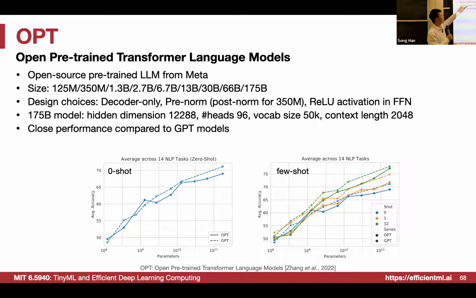For the 175 billion parameter model, the hidden size is 12K, with 96 heads, the vocabulary size is 50K, and the context length is 2K. It's a bit short, cannot handle a paper very well, which usually requires like 4K or 6K. The performance is relatively comparable to the GPT model for zero shot applications and also few shot applications.